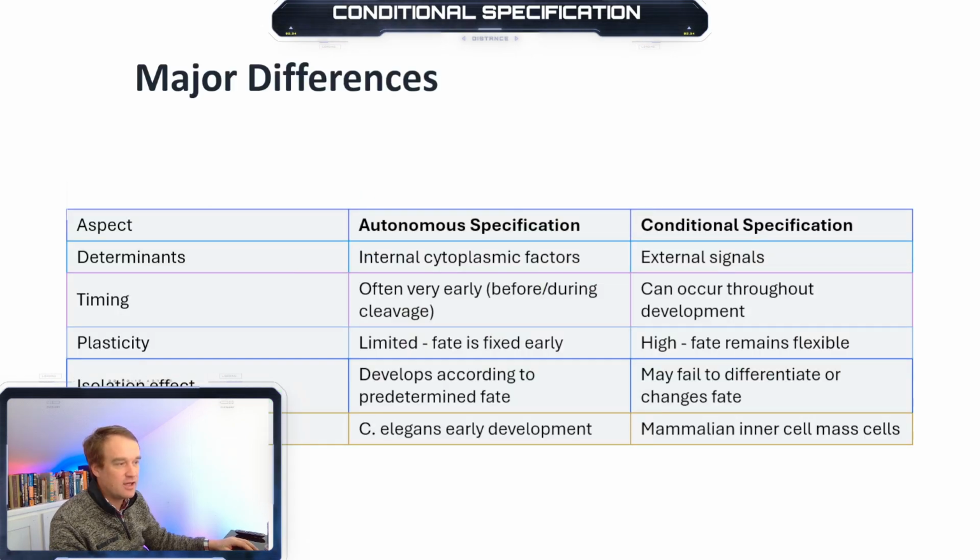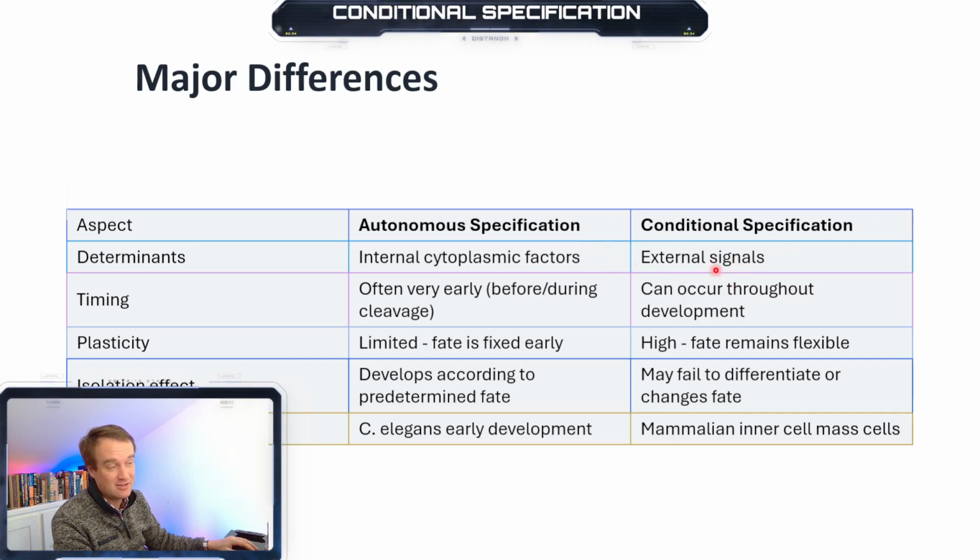And then, so this is just a quick comparison of autonomous versus conditional. So autonomous, remember that was the one from the last lecture, where your state's pretty well determined from the beginning. That's determined by these proteins and mRNA inside the cytoplasm. It usually happens really early, before or during cleavage. You have very limited plasticity, meaning that your fate is pretty much sealed from the beginning, and develops according to the predetermined fate, so you can't really change it. And then an example would be C. elegans.